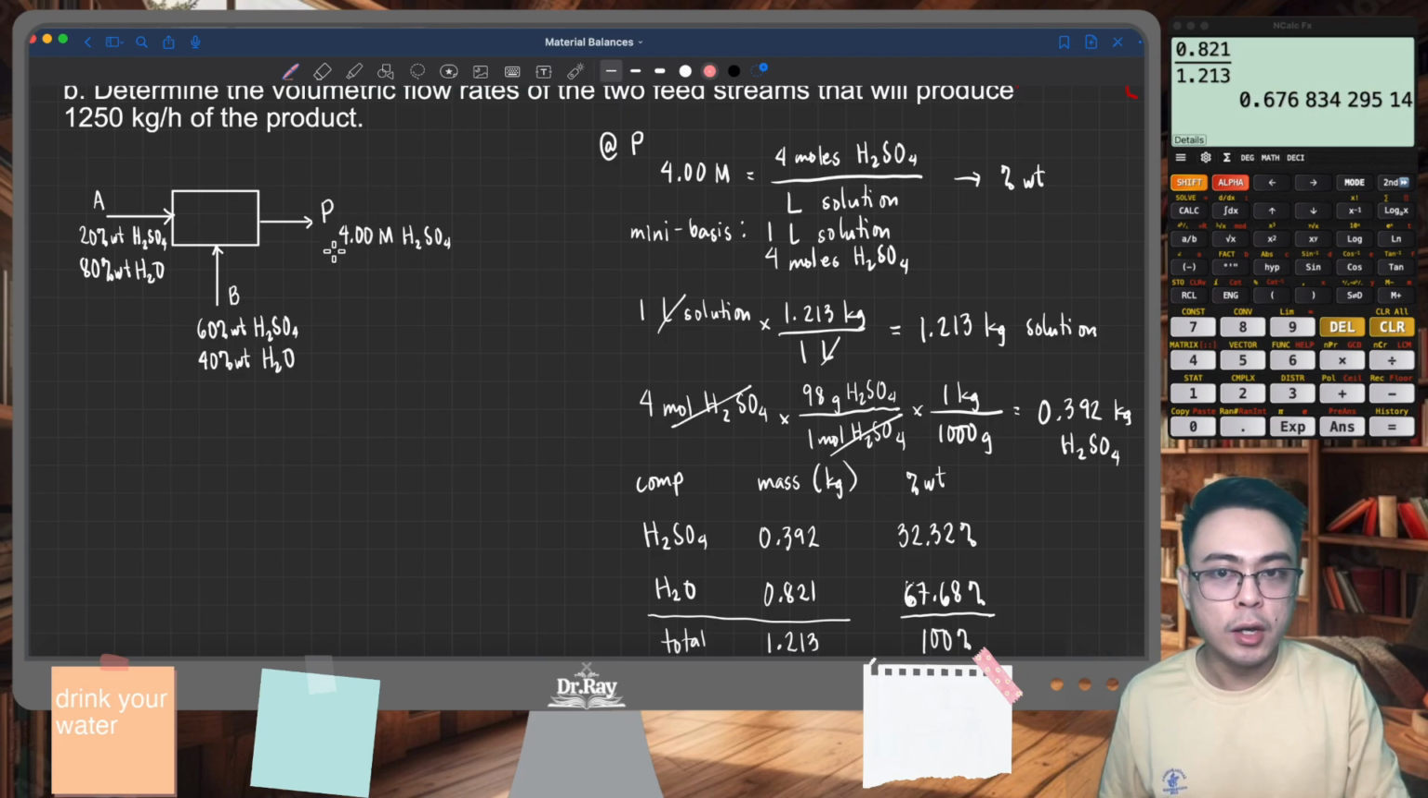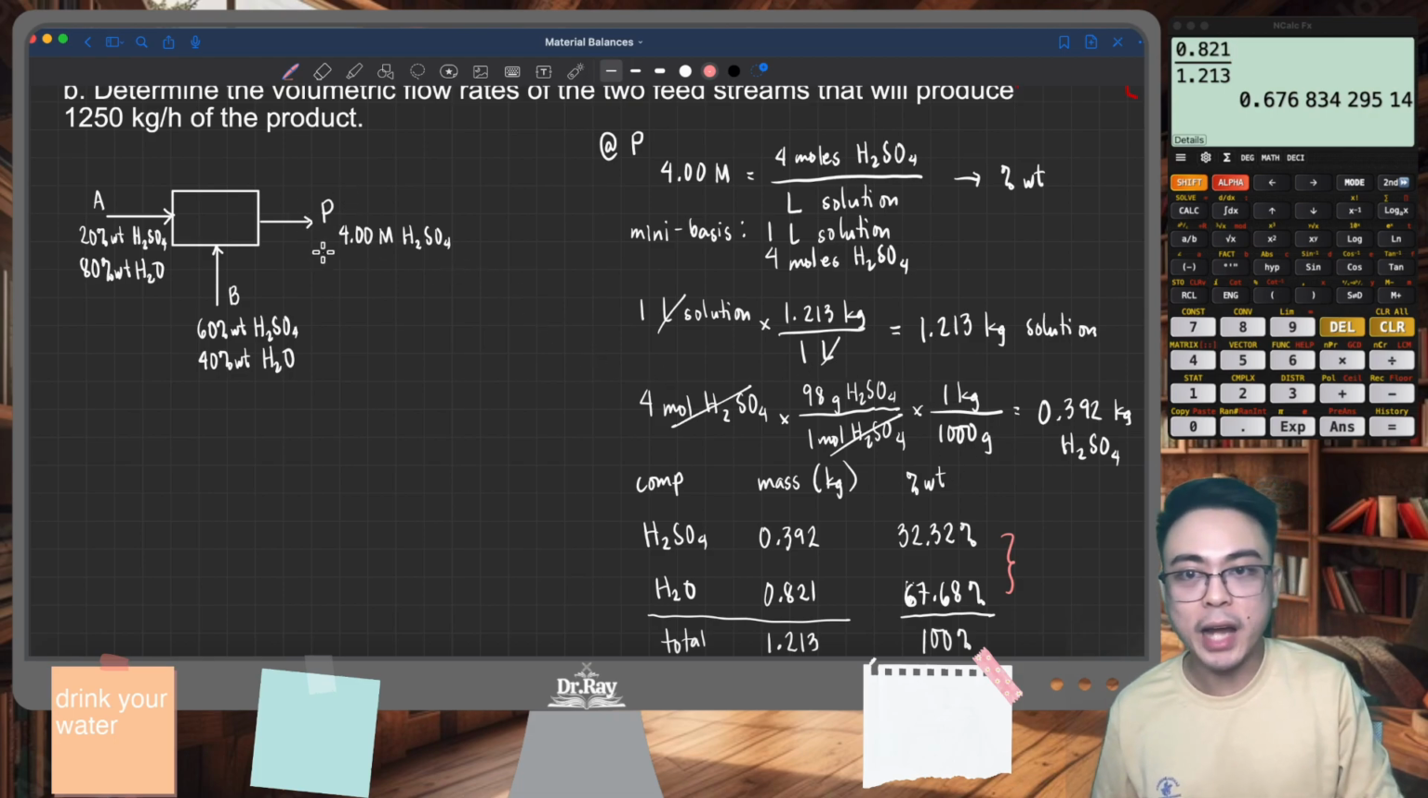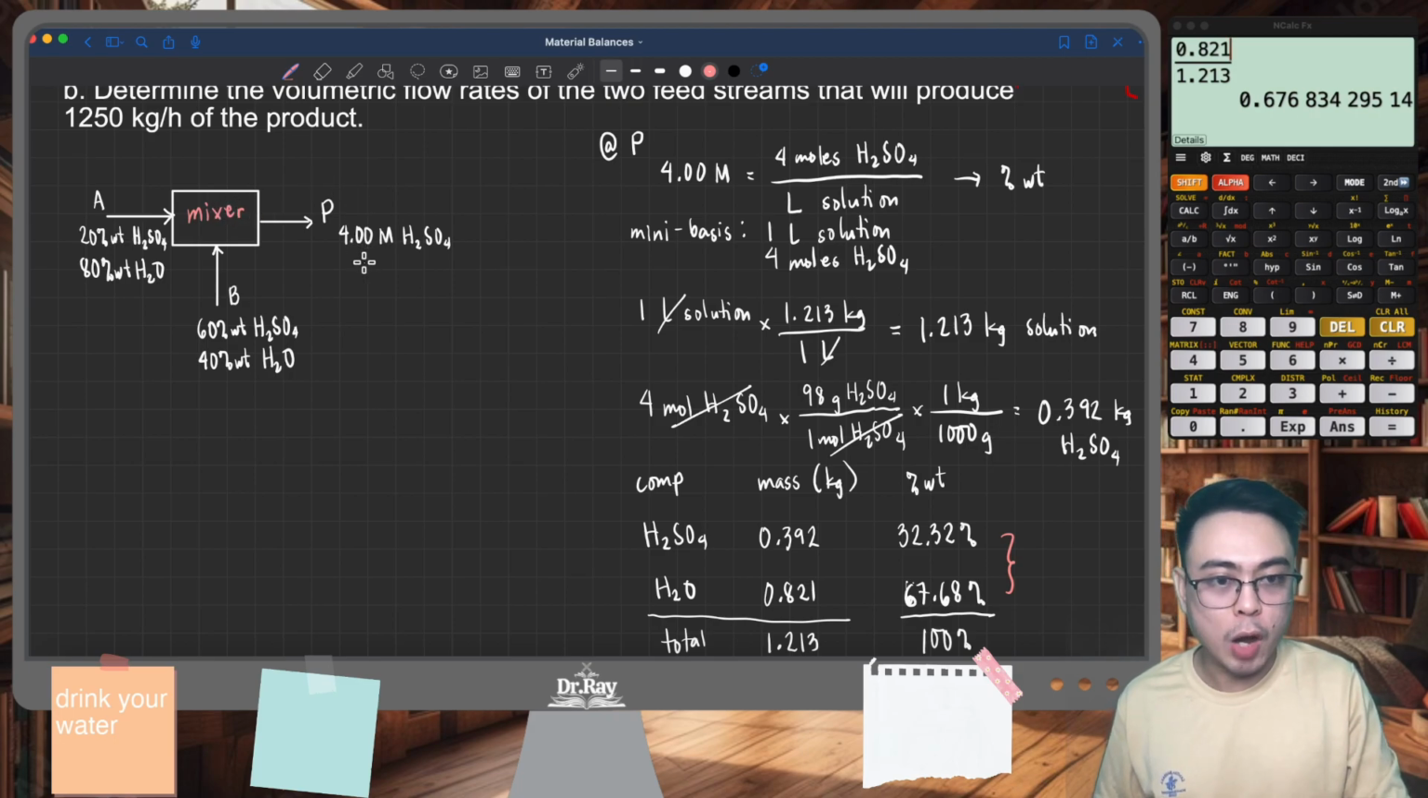So right now, I can pick up these two values of the percent by weight and add them into our diagram here. By the way, I forgot that this is a mixer. So our product contains 32.32% sulfuric acid and 67.68% by weight of water.